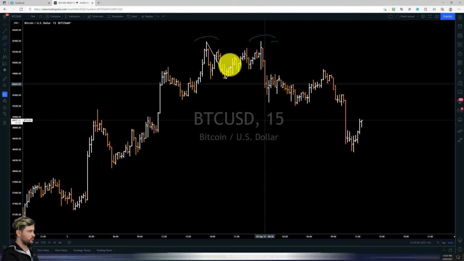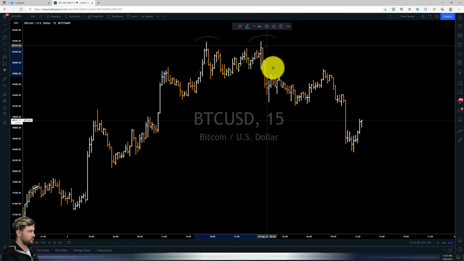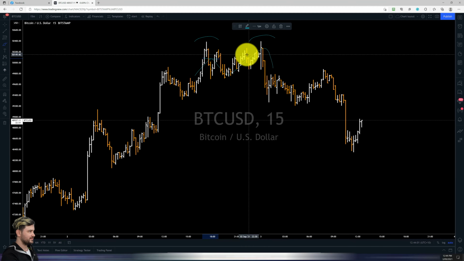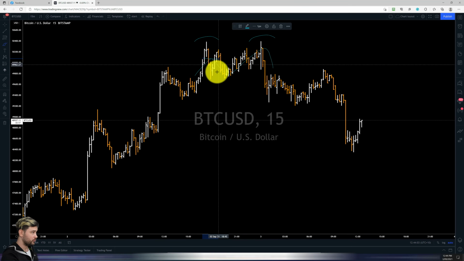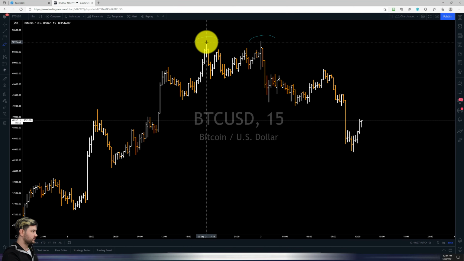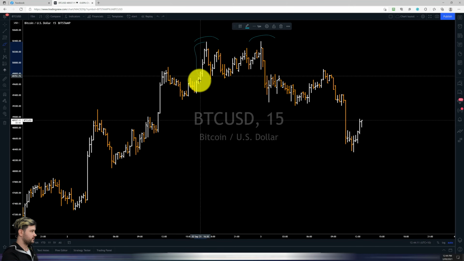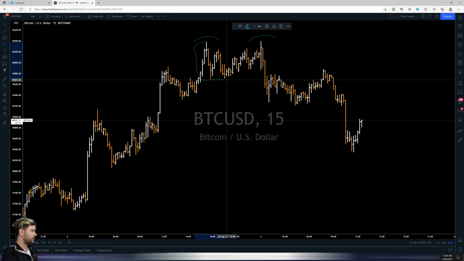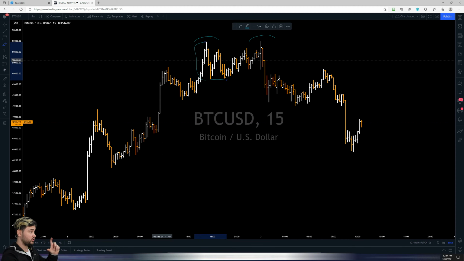So you have your top and then you've got the bottom of that move, and you have your M shape. You want to know what the difference is between the top and the bottom of that M shape, okay? And that's going to give you the range. So in this case, we've got around 50,300, and then down here, we've got around 49,000. So you'd take that and you'd get your range.